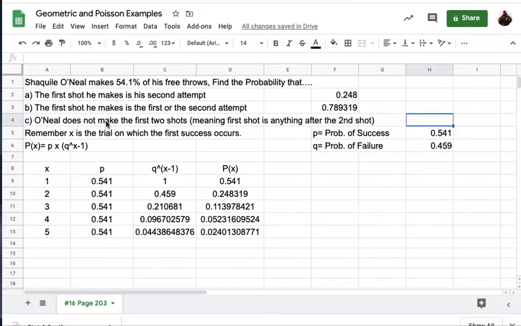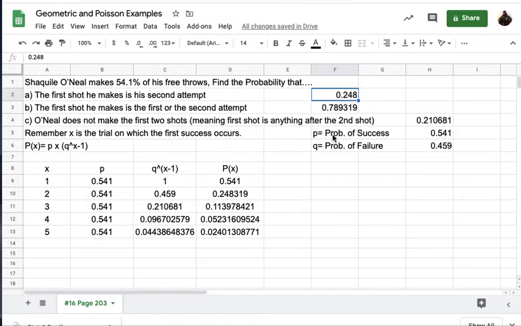So to find this answer, he does not make the first two shots, we're just going to tell it to do equals 1 minus, and we could either just click on this answer up here, or we could do 1 minus the sum of these two. We could do that again. But either way, we should get 0.211. And these are the correct answers to number 16 on page 203. So I hope that cleared it up.